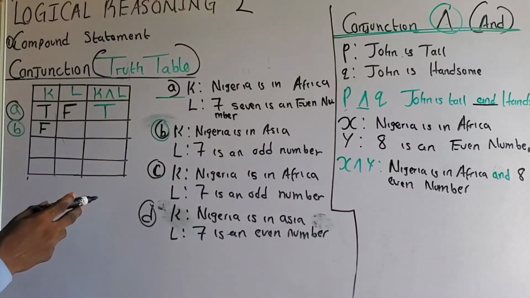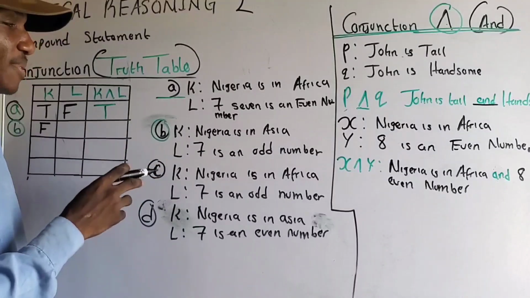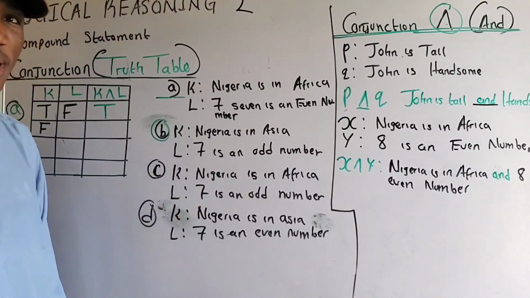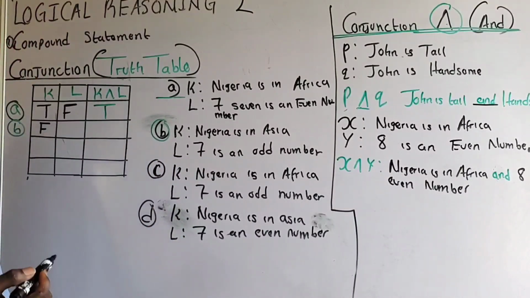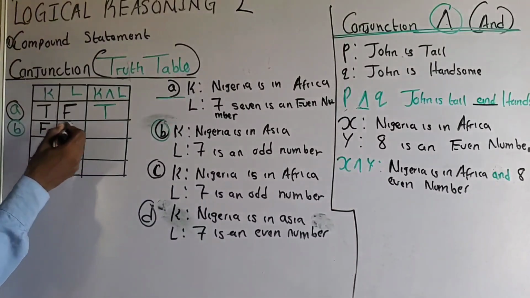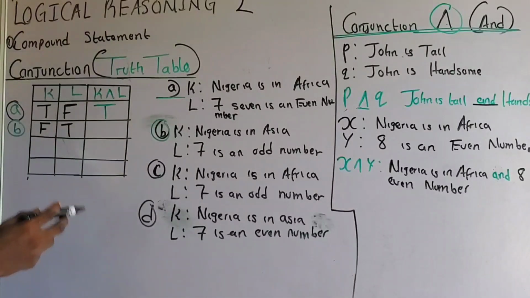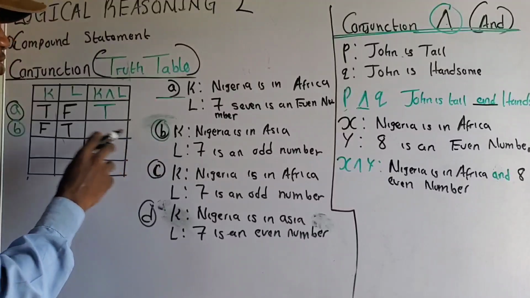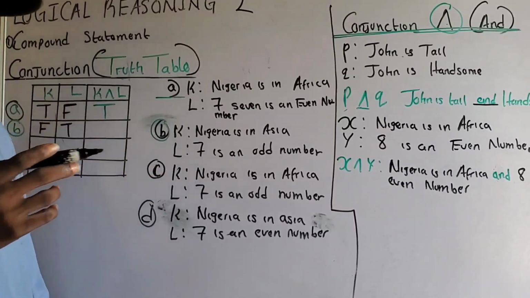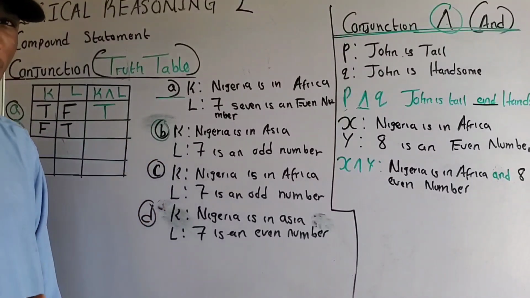Now let us look at the second part of the statement, L. 7 is an odd number. Indeed, 7 is an odd number, so the statement here is true. Now what will be the conjunction? K conjunction L, which is: Nigeria is in Asia and 7 is an odd number.